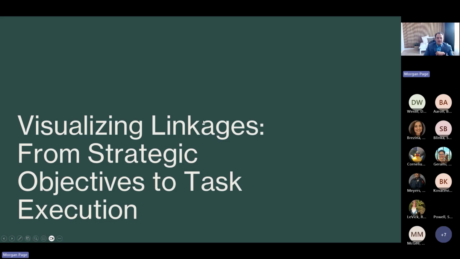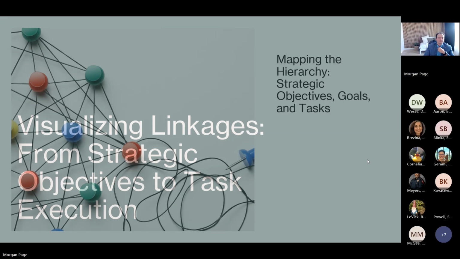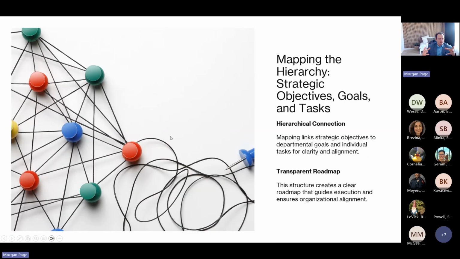Awesome. So finally, visualizing those linkages from your strategic objectives all the way to your task executions. So this was just really around that hierarchy connection. So the way it's going to work in Planner is you'll set the goal, you'll set your strategic goal, you'll set your department goal, and then we'll set our tasks underneath that. And whenever we do that, when you first create it, you'll create a task. And then when you create a second task, you'll tell it, assign this task to the thing before it.